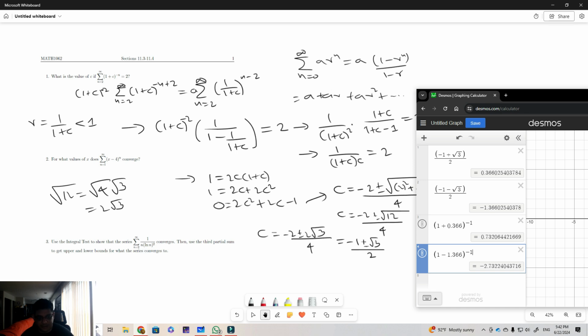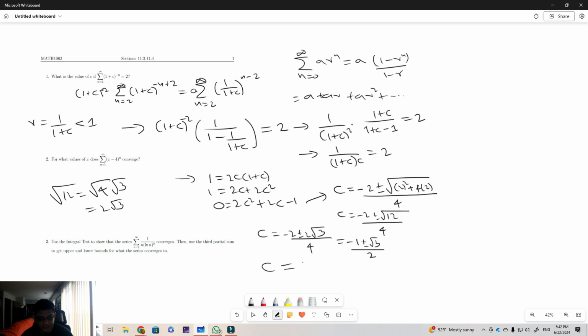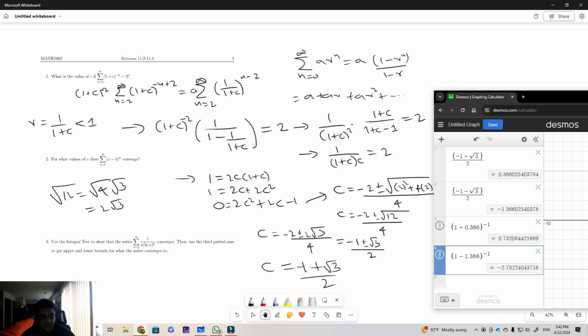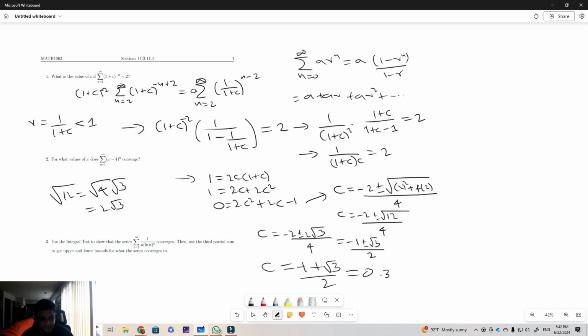So the value of C that I'm going to be able to use is actually the positive one. So it will be minus 1 plus square root of 3 over 2, which is 0.366. With this value it converges, and then I can say that this is equal to 2. Okay, so that's the result for this first series.